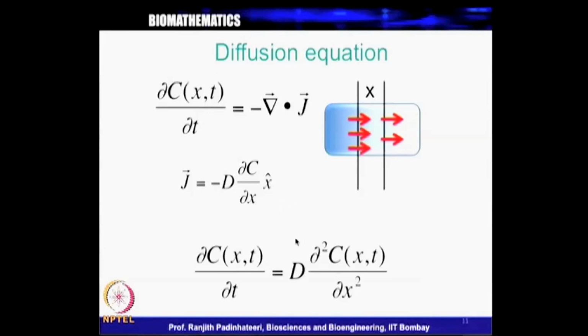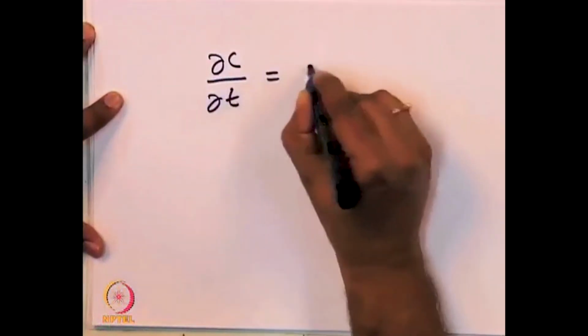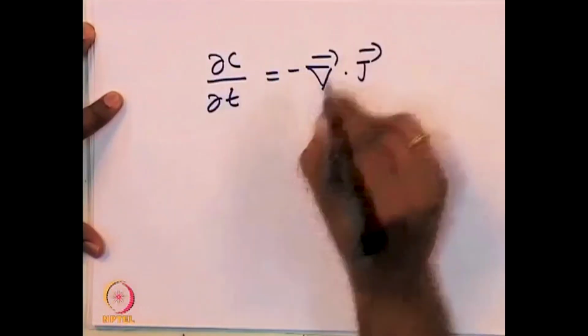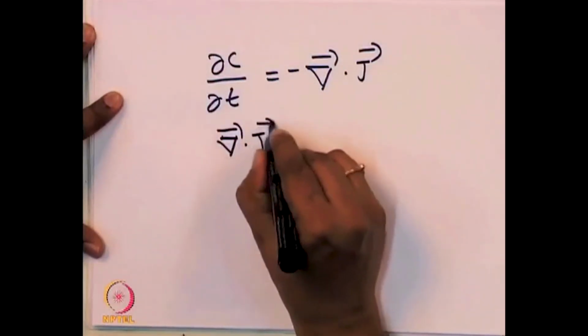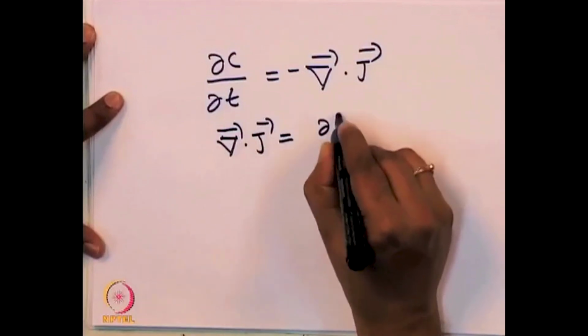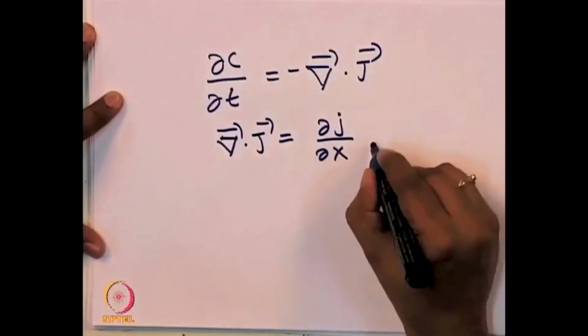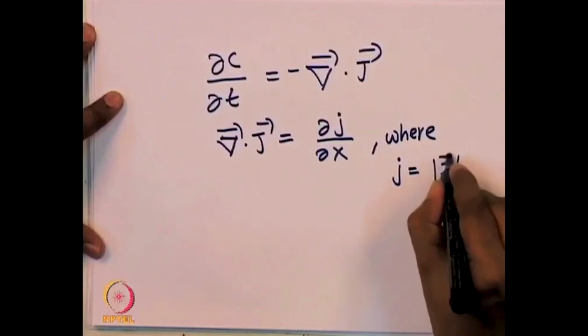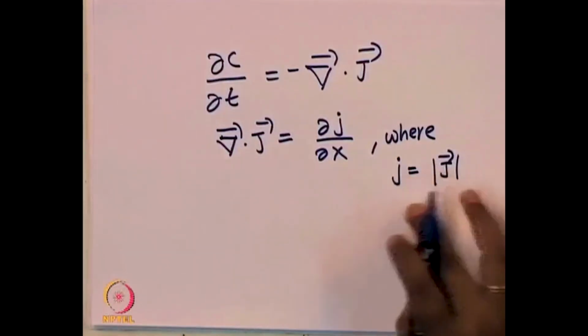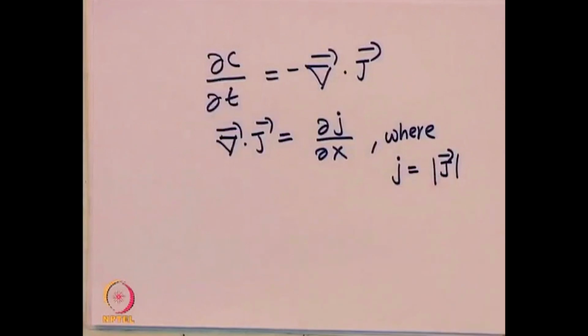Let us quickly check how exactly we got this. What we had is a continuity equation, which essentially said that del c by del t is minus del dot j, and we said that del dot j is del j by del x, where j is the modulus of j, whatever the magnitude of the j vector is we call j. Then this is del dot j.